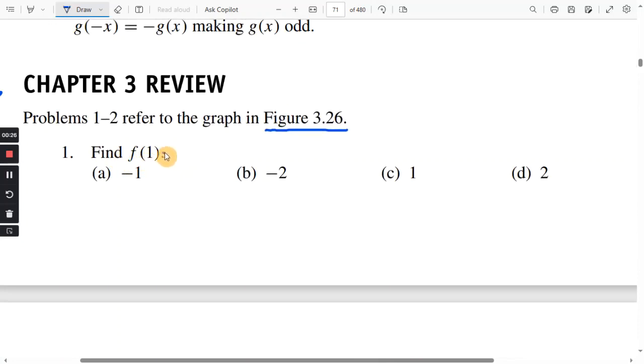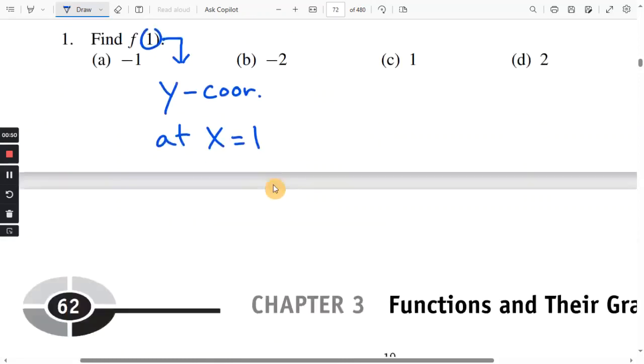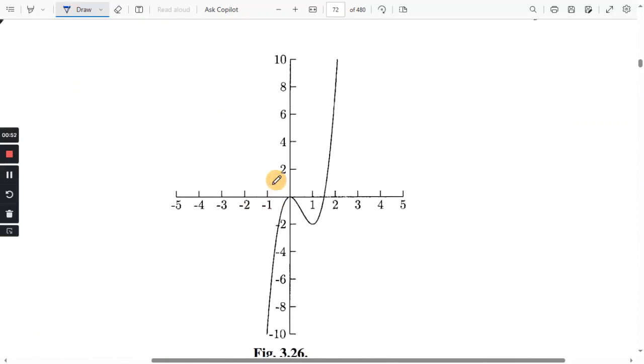What this means is the y coordinate at x equals 1. Normally if you had the function equation, you would just plug in x equals 1. But we do not have the equation, we have the graph. So we just want to find the y coordinate. All right, so pretty simple.